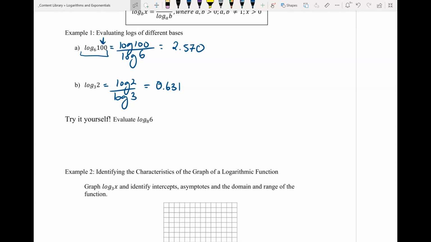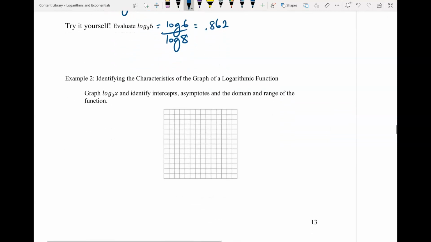Okay, so for this try it yourself, it's going to be log 6 over log 8, and then you can put this into the calculator to find out the final solution here, which is 0.862.